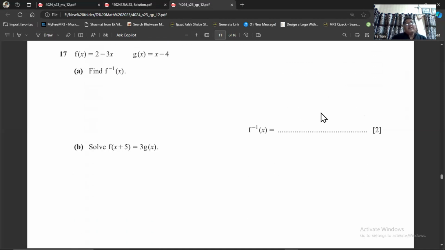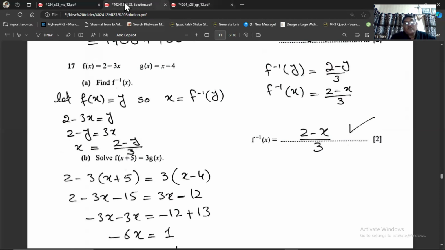17. He says f of x is equals to 2 minus 3x and g of x is equals to x minus 4. The first question is find the f inverse of x. So we will suppose let f of x equals to y, so the x will be equals to f inverse of the y. In the place of f of x, I will substitute this value. So 2 minus 3x is equals to y, so 2 minus y is equals to 3x. So x will be equals to 2 minus y divided by 3.